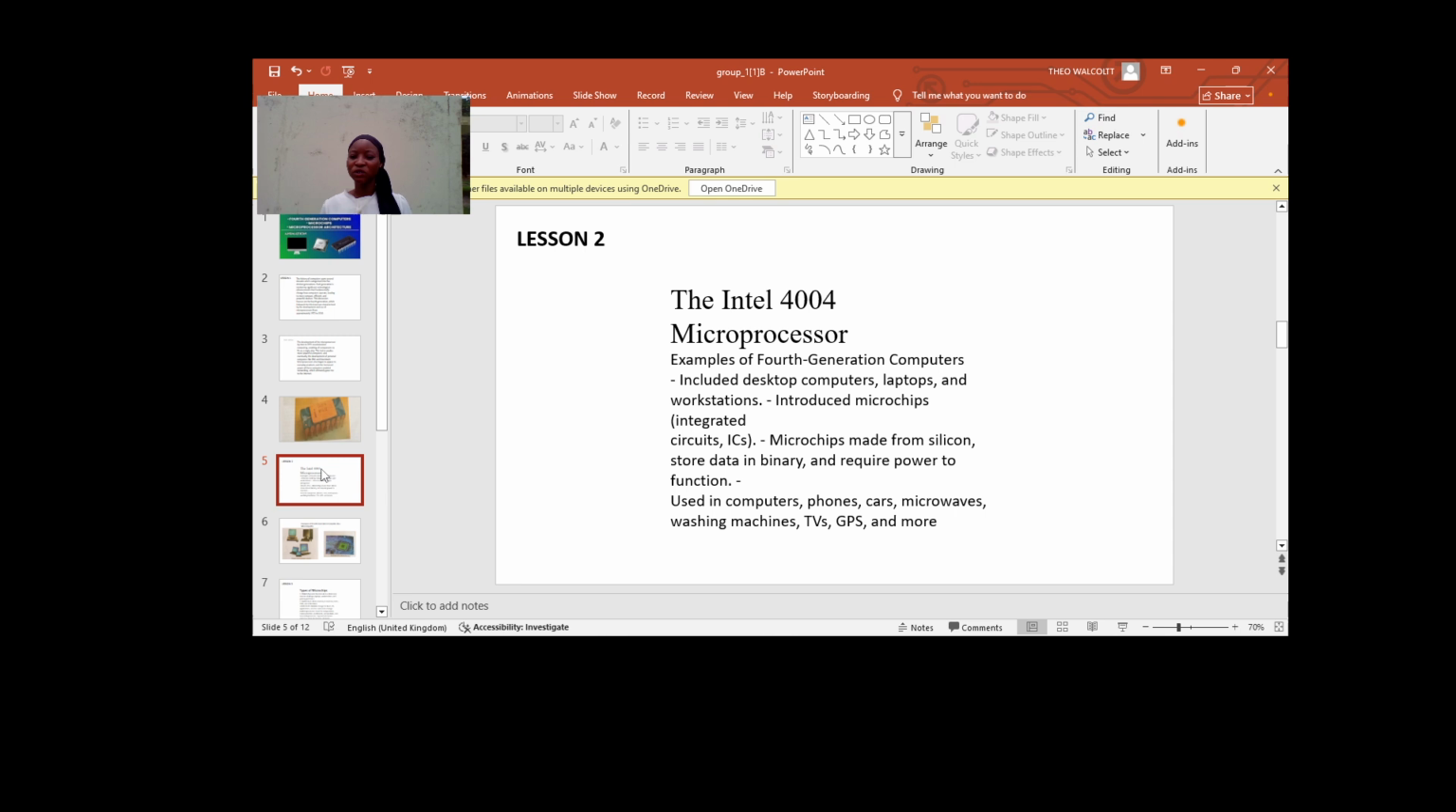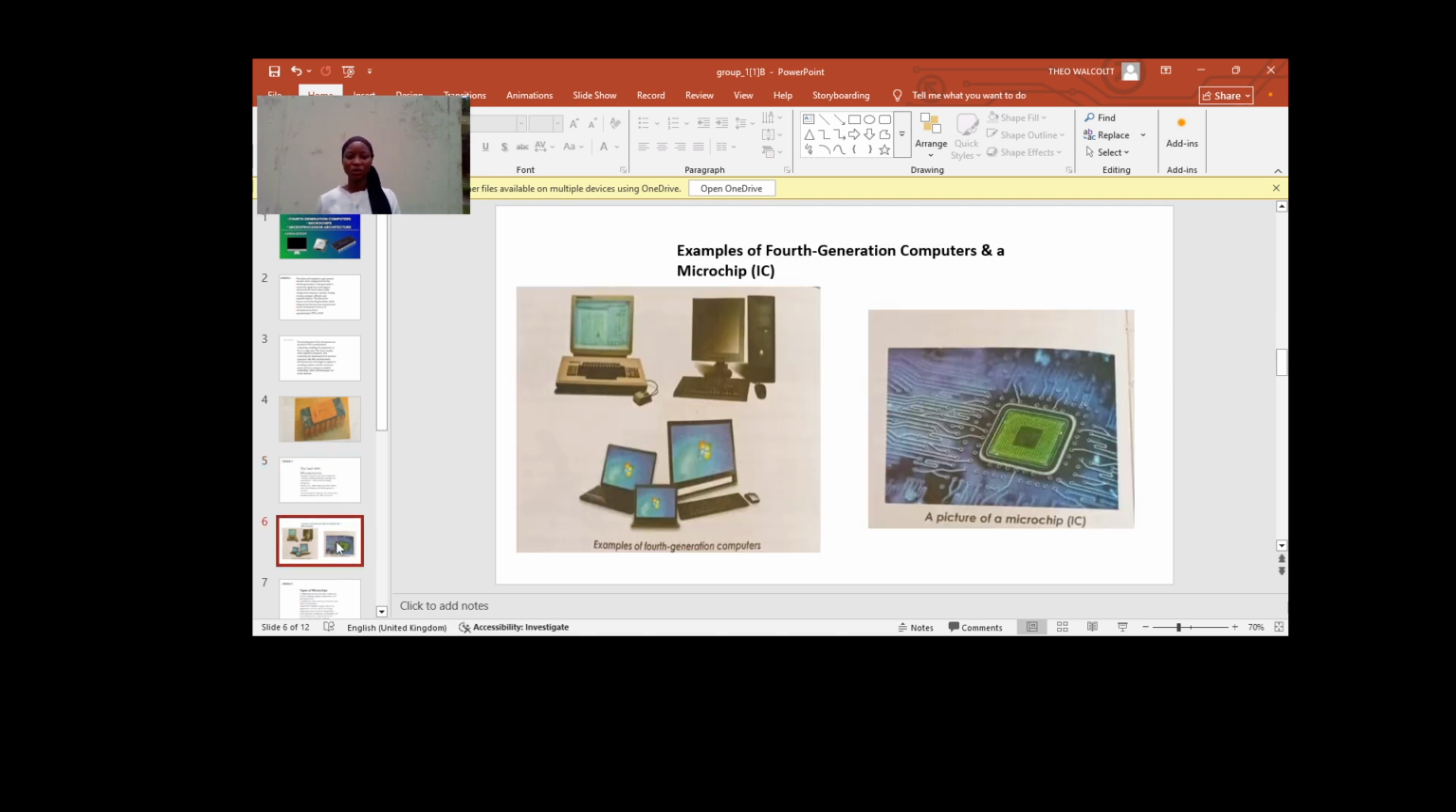Examples of the fourth generation computer include desktop computer, laptop, workstation, which introduced microchip integrated circuits. Microchips, made from silicon, store data in binary and require power to function. They are used in computers, phones, cars, microwaves, washing machines, TVs, and many more. And these are some of the examples of fourth generation computers.